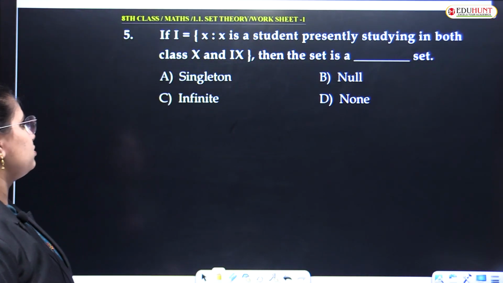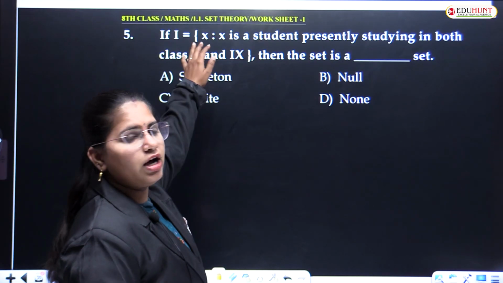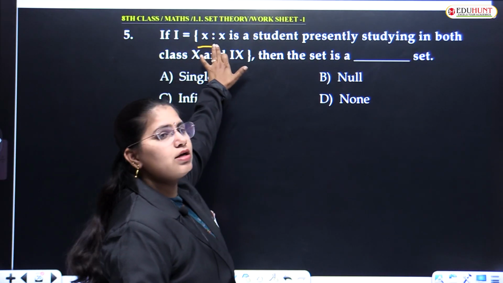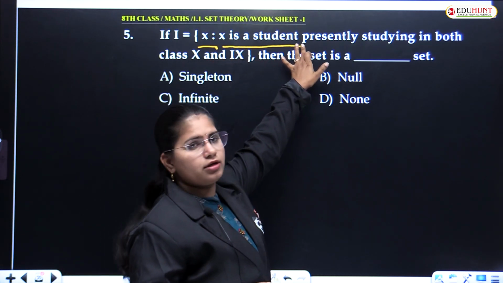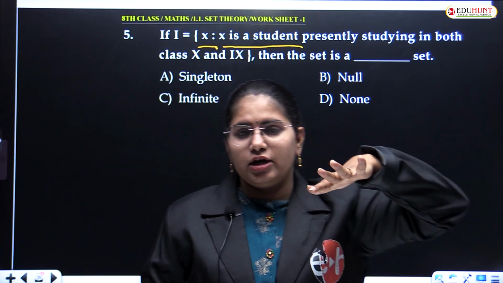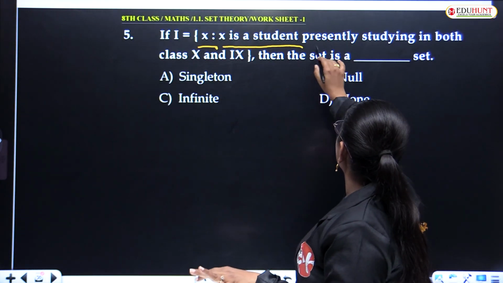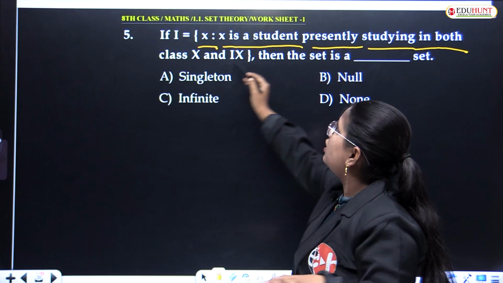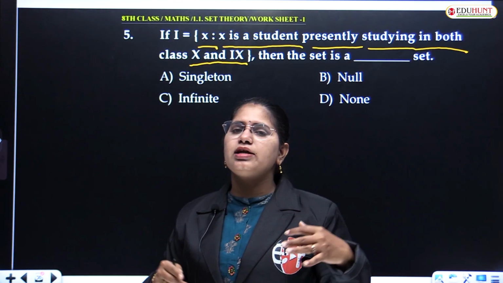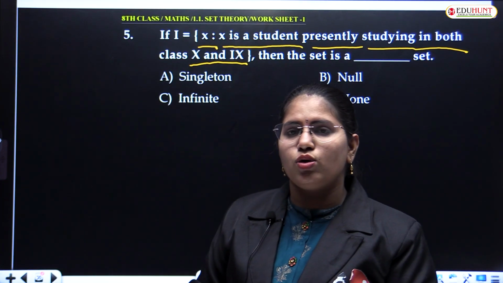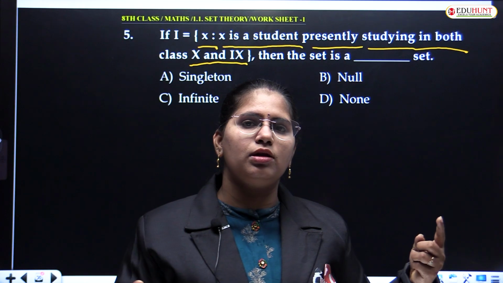If I, now this time they told you I is defined as a set, it should be X. How should such X be? X is a student. In the set I, all the students should be present, studying in both classes 9 and 10. You just tell me, the same student, how can they pursue grade 9 and grade 10 at the same time? Is it practically possible?